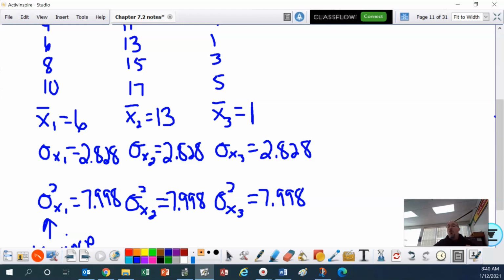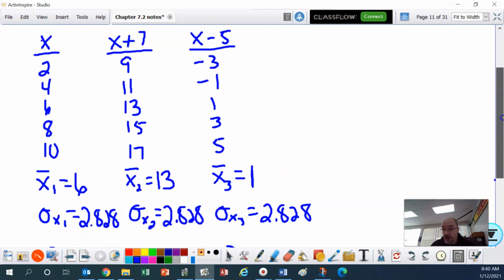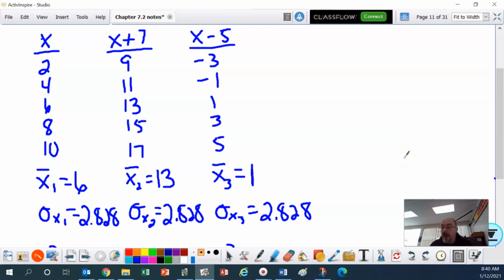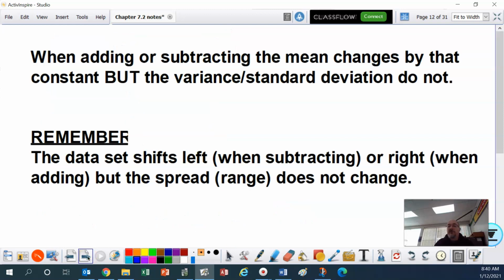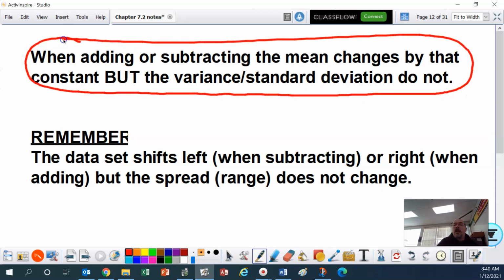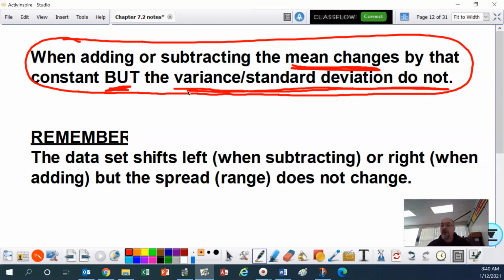So what am I wanting you to gather from this information? Again, if I'm going too fast, remember you can pause and rewind. What I want you to gather from this information, folks, is that when you're adding or subtracting, the mean changes by that constant amount, but the variance and standard deviation do not. So adding and subtracting change the mean by whatever you added or subtracted, but it does not change the standard deviation and the variance.